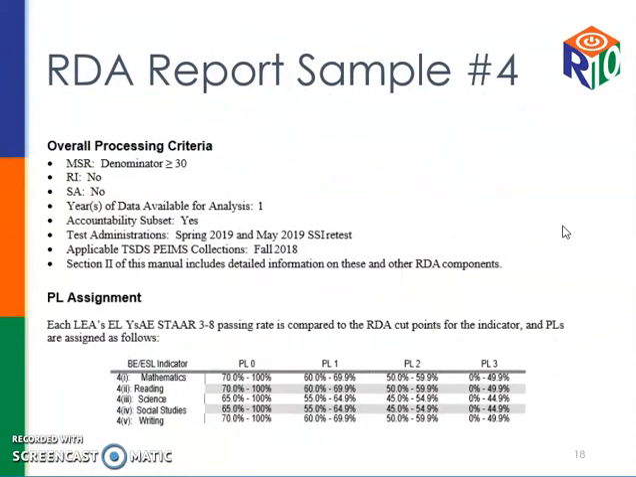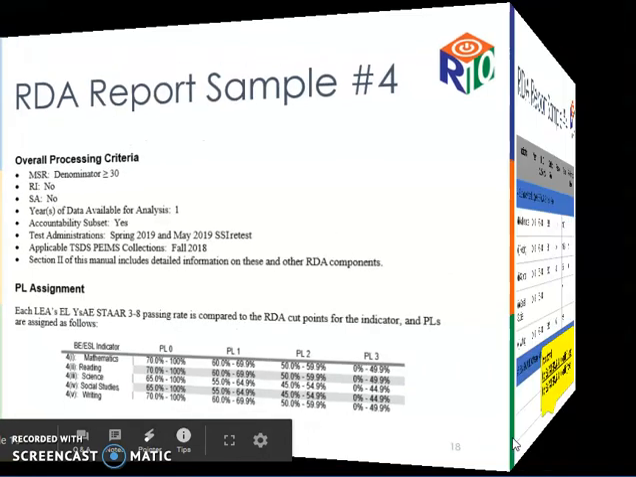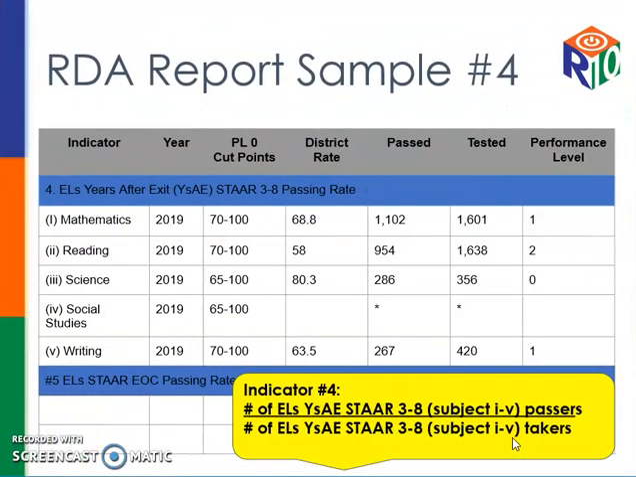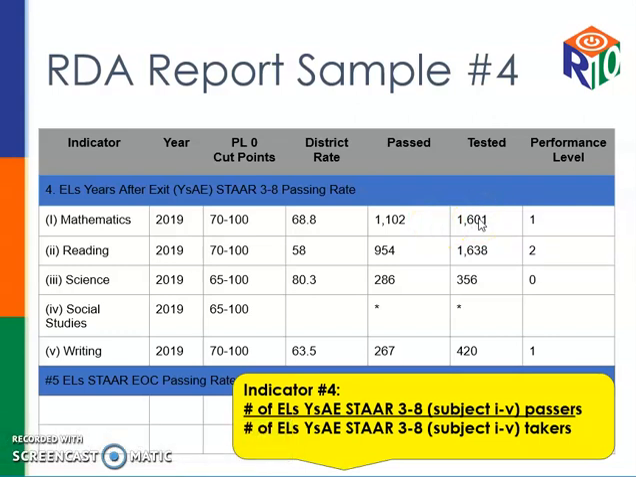So now we have report sample number 4. Again, you will see the criteria, which is those components that we reviewed, and you will see that there is a PL assignment. So cut points are provided with PL levels, performance levels. For example, you have the formula here, so you would take the number of students that passed, divide by the number of students that were tested, and you will receive a district rate of 68.8. To have a PL of 0, the cut point was 70.